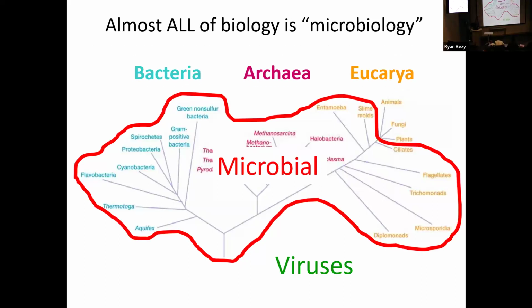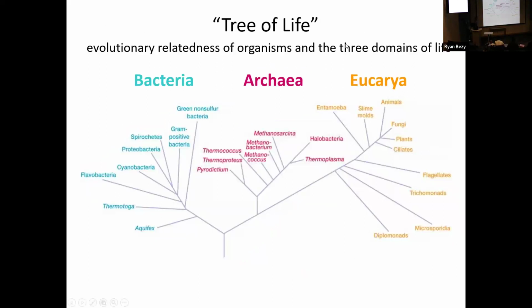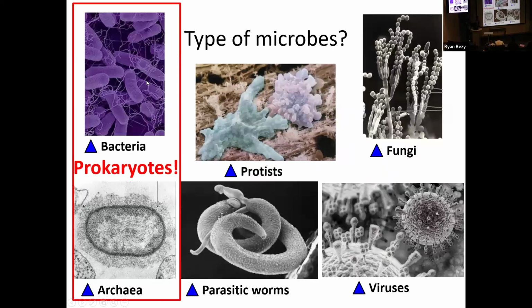The other thing, if we're looking at these trees, is that all of the eukarya are eukaryotes. All eukarya are eukaryotic cell types. But what does that probably mean about the bacteria and the archaea? Yeah, the bacteria and the archaea are going to be prokaryotic cell types. So bacteria are prokaryotes, archaea are prokaryotes.